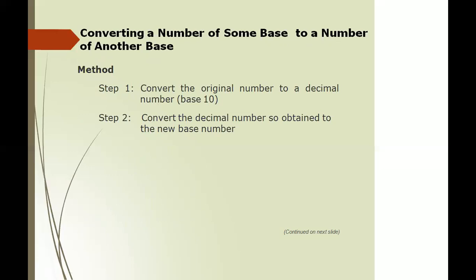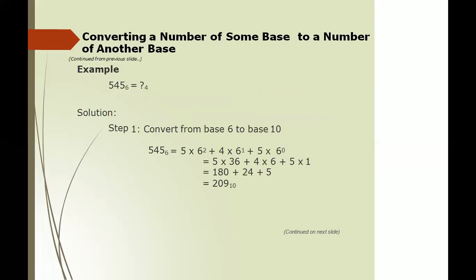And converting a number of some base to another base, here convert the original number to a decimal number system, and convert the decimal number system to obtain the new base number system. By these two steps you can convert a number of some base to a number system in another base.